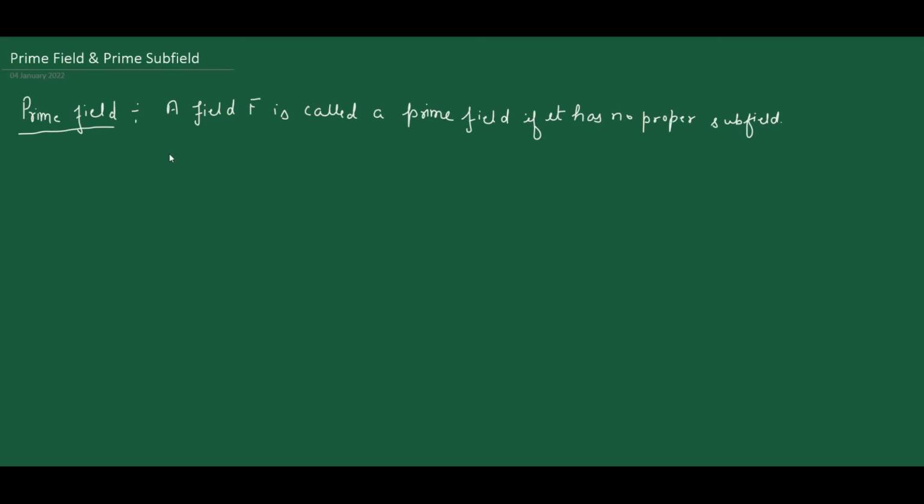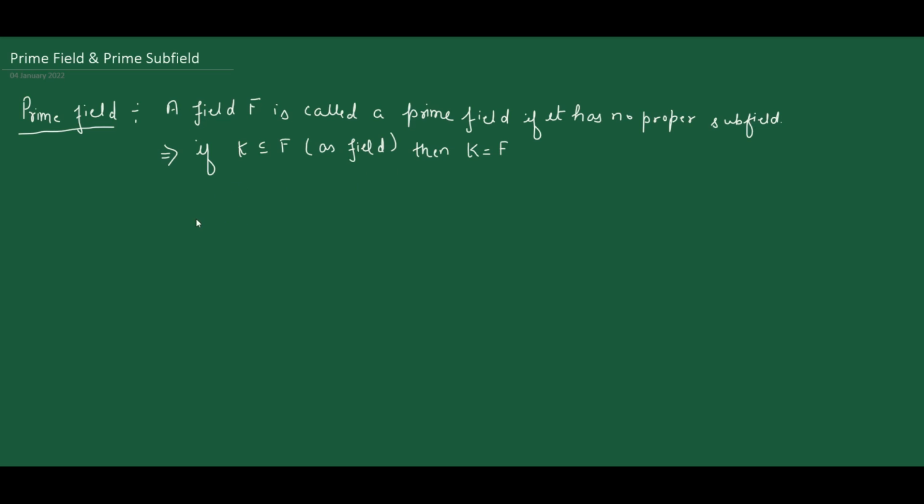So what is the meaning of this definition? This implies if K is a subfield of F, then K is equal to F. It means the only subfield of F is F itself. There is no subfield of F other than itself. So this is the definition of a prime field.